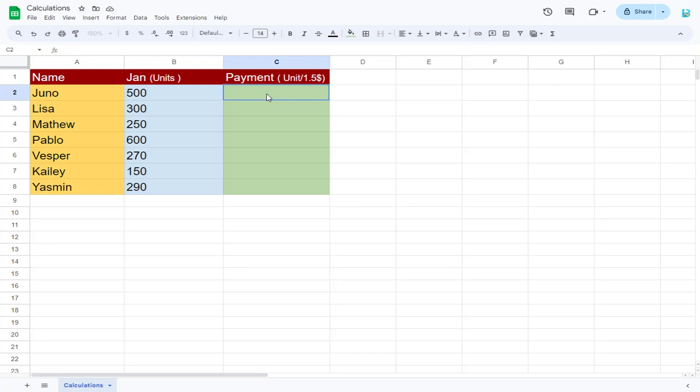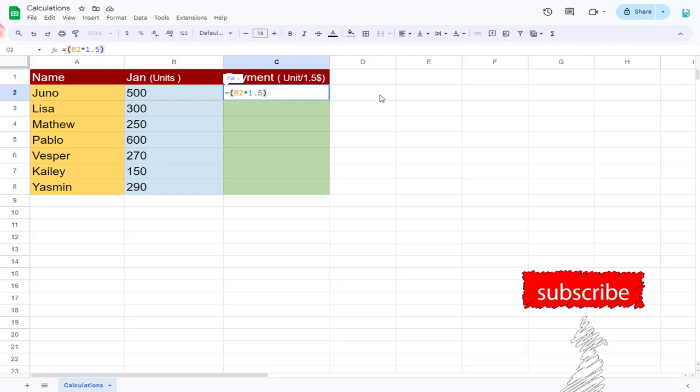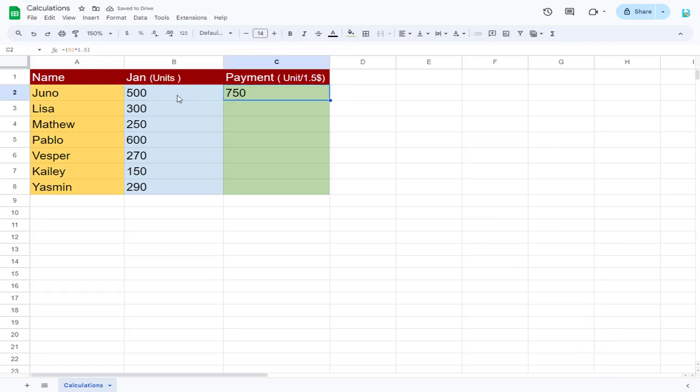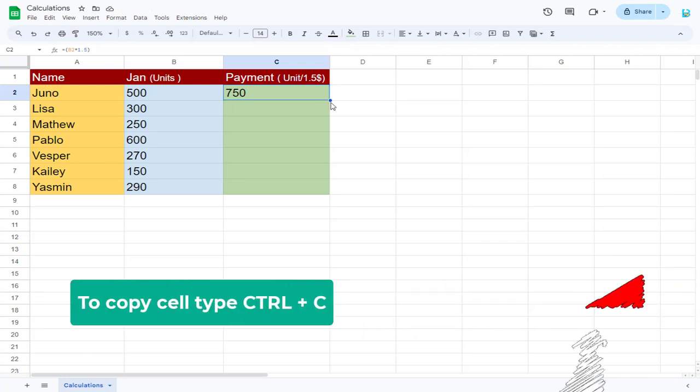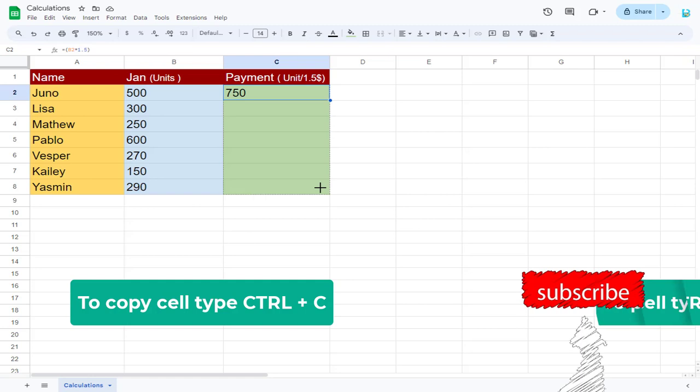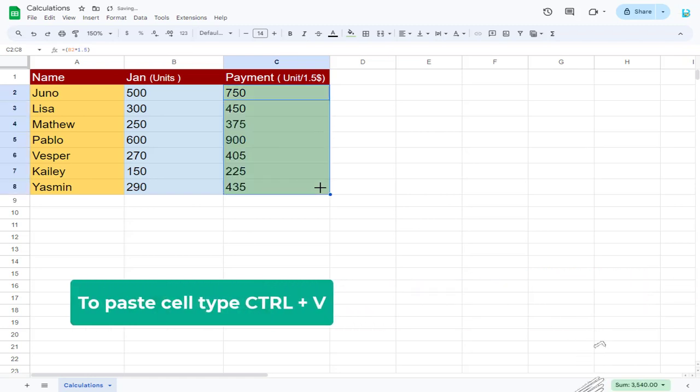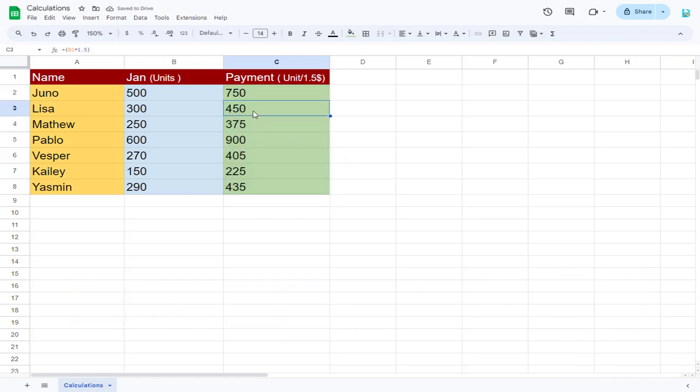The formula to type is equals to open parenthesis B2 asterisk sign 1.5 close parenthesis. Here, asterisk sign stands for multiply. And we have the result. To multiply all other cells with 1.5, we need to copy the multiplied result in this D2 cell and paste it in these cells. And done, we have the multiplied results.